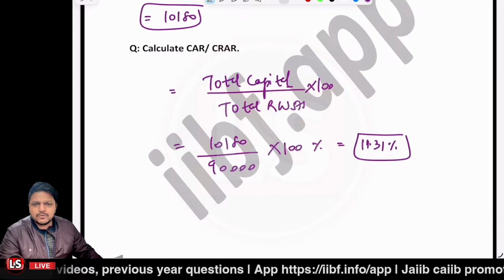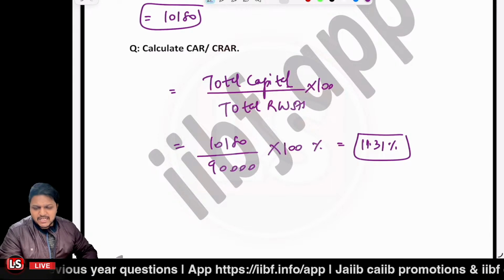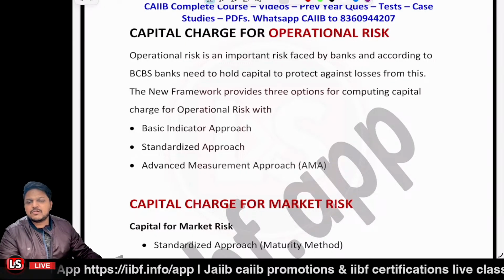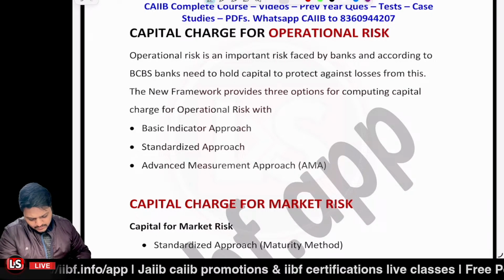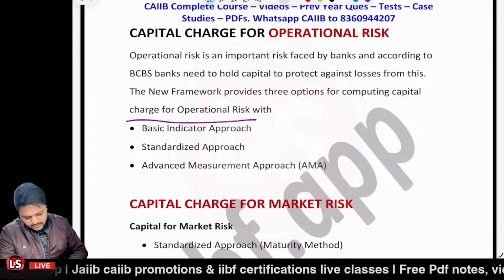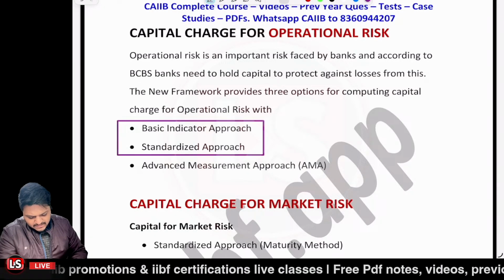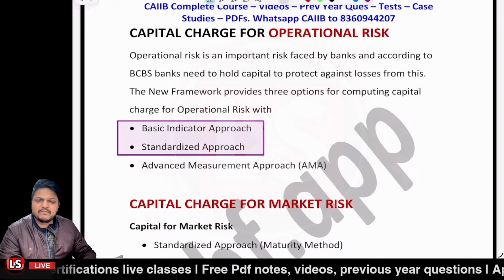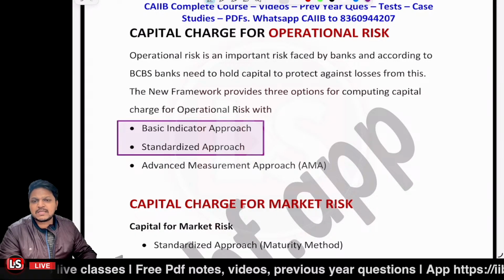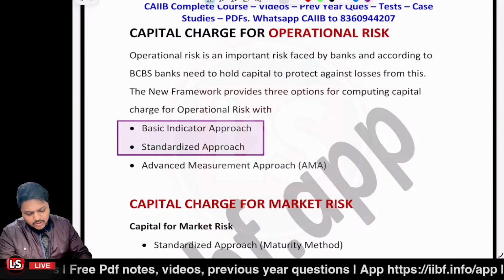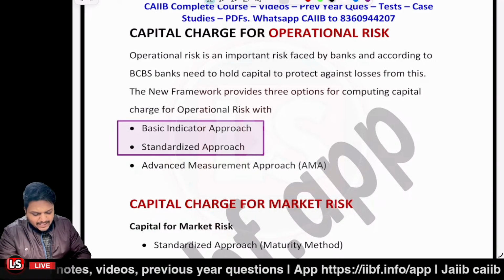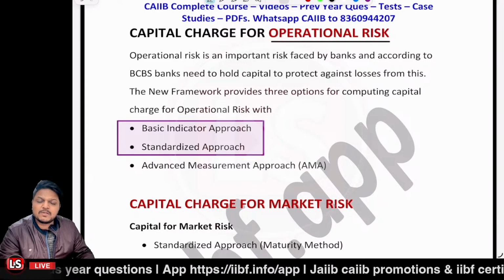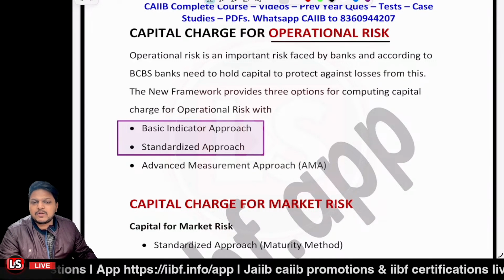Now, let's move to the capital charge for the operational risk. And two methods out of three are very much important from the numerical point of view. One is the basic indicator approach, and the other one is the standardized approach. Previously, we calculated the capital charge for the credit risk, and now we are talking about the capital charge for the operational risk.